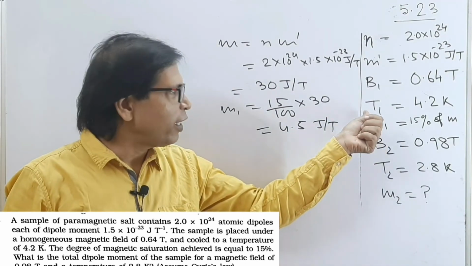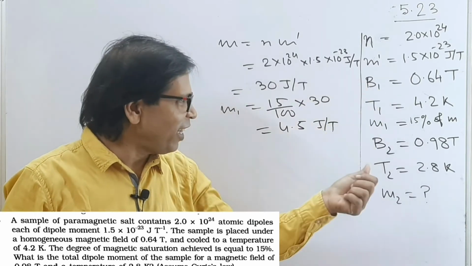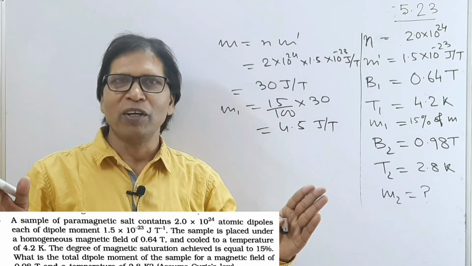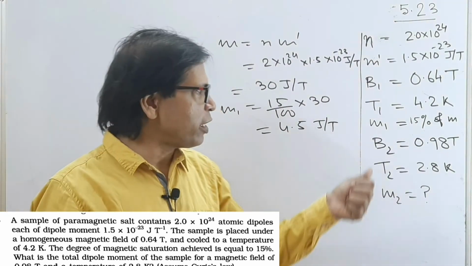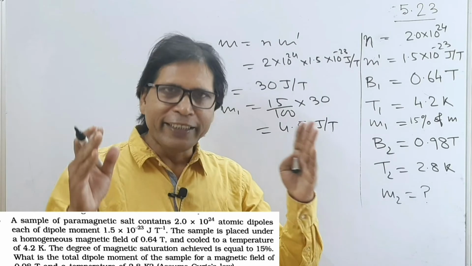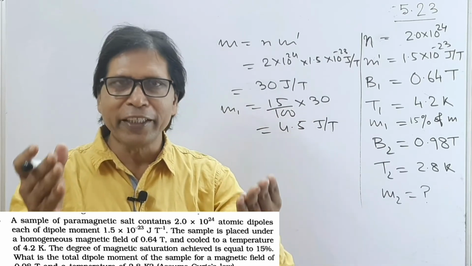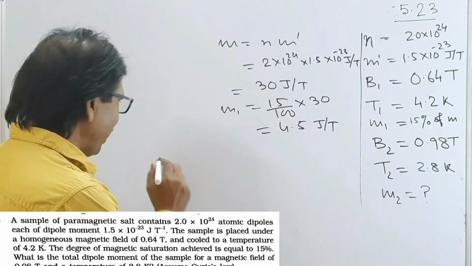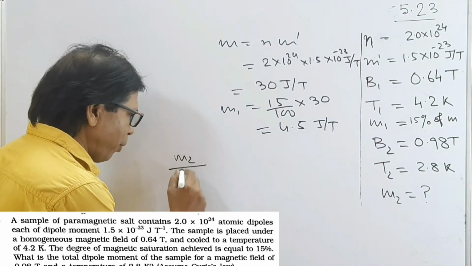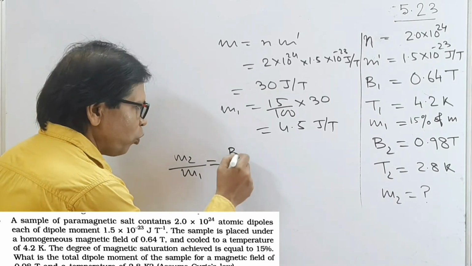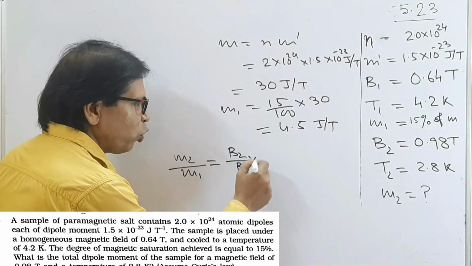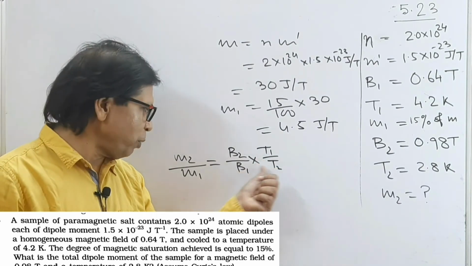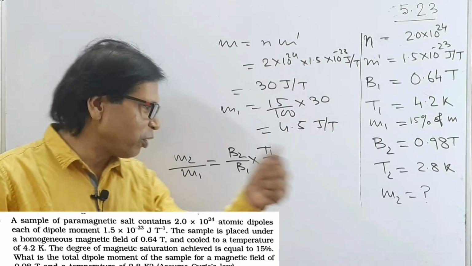Now M1 known, T1 known, B1 known. Here B2 known, T2 known. We easily calculate the M2. In paramagnetic substance, magnetic moment is directly proportional to magnetic field and inversely proportional to temperature. So look at this, M2 by M1 equal to B2 by B1 into T1 by T2, because M is inversely proportional to T.